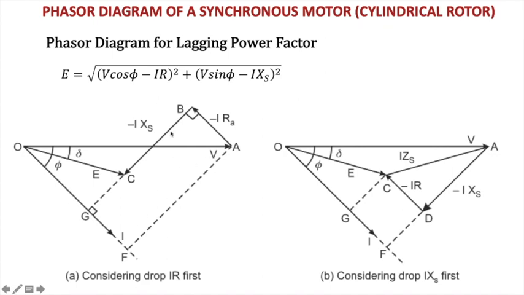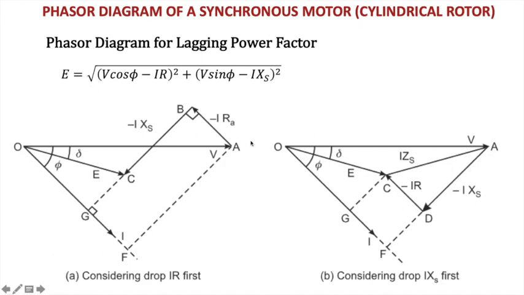This same phasor diagram can be drawn by first taking the IXS drop, that is the reactance drop, and then adding the resistance drop. It hardly makes any difference. Only for analysis purposes, the phasor diagram becomes easier when you take the reactance drop first and then add the resistance drop to the given voltage.